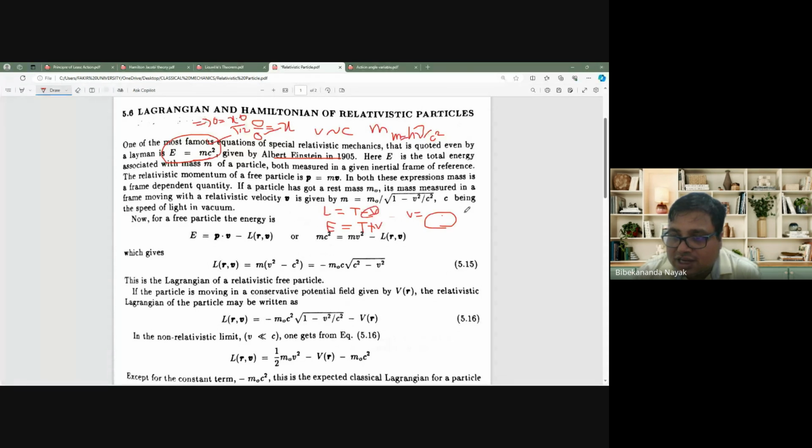And you know general kinetic energy T is equal to half mv square. Or if it has a potential energy, then the Lagrangian is half mv square minus V. But E is equal to T plus V. So I can write T plus V means half mv square plus V. So in general, I can write T plus V and T minus V, half mv square minus V.